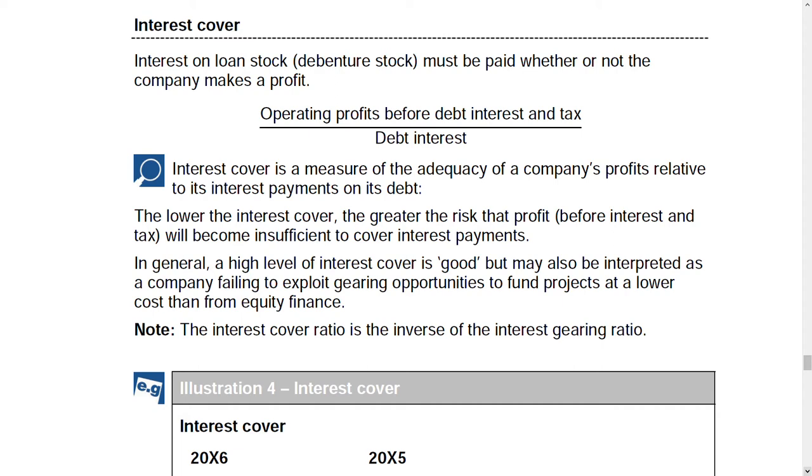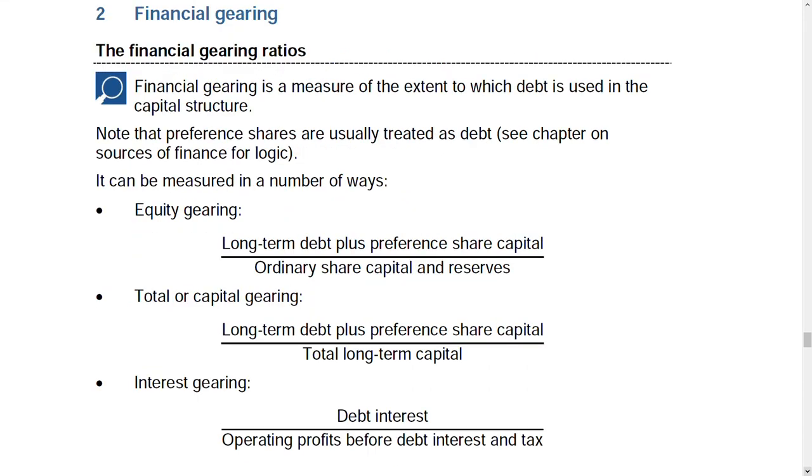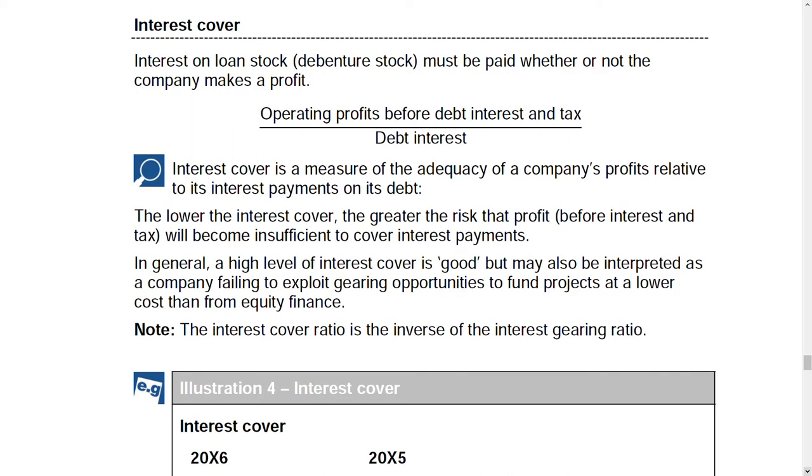Now do you see? If I go here previously, just check the two formulas, interest gearing and interest cover. Can you see there's a relationship? What is the relationship? Debt interest went down, operating profit before debt interest and tax came up. Just check. This is the way you memorize interest gearing, interest cover and interest yield. There's a relationship between these three. So operating profit before debt interest and tax comes up, debt interest goes down. That's it. Understood?